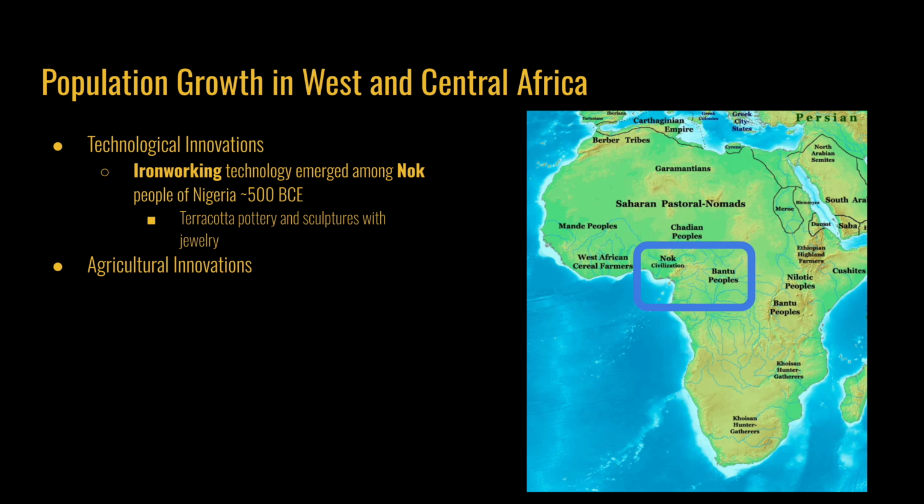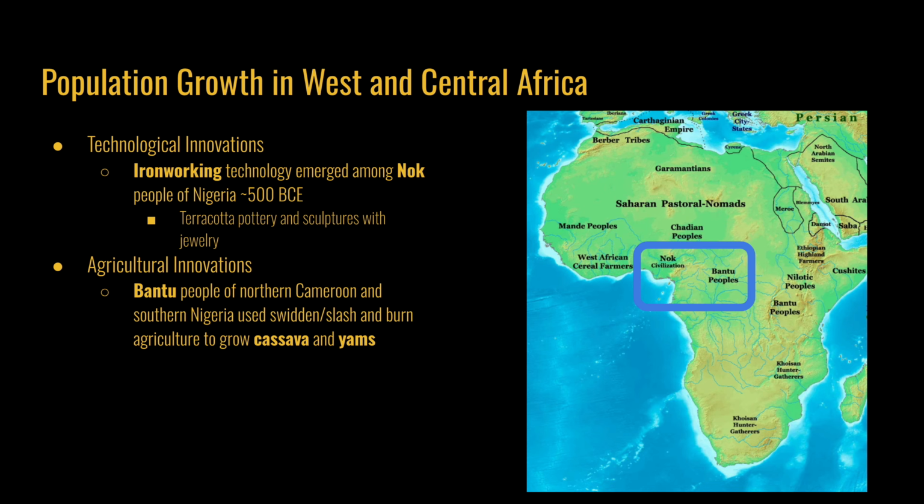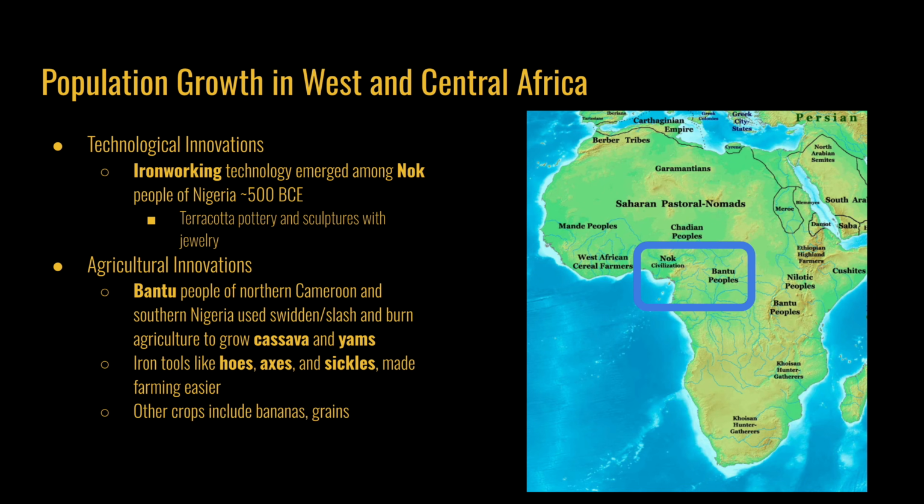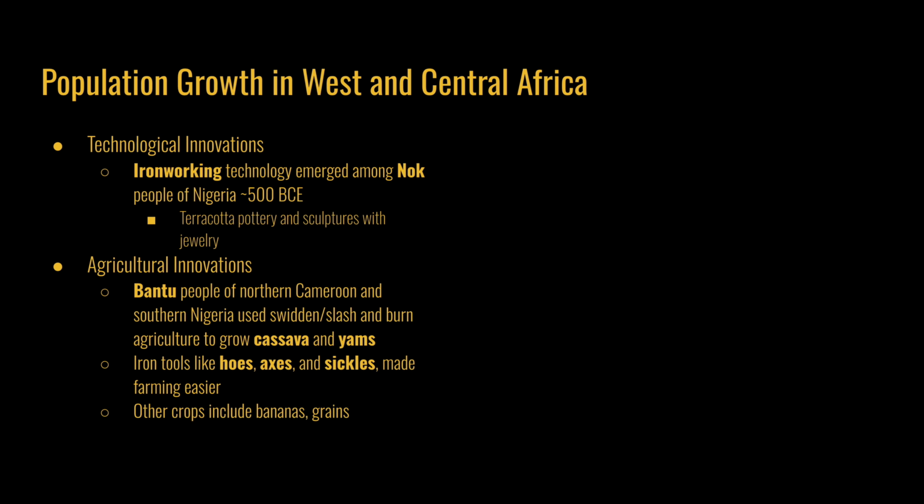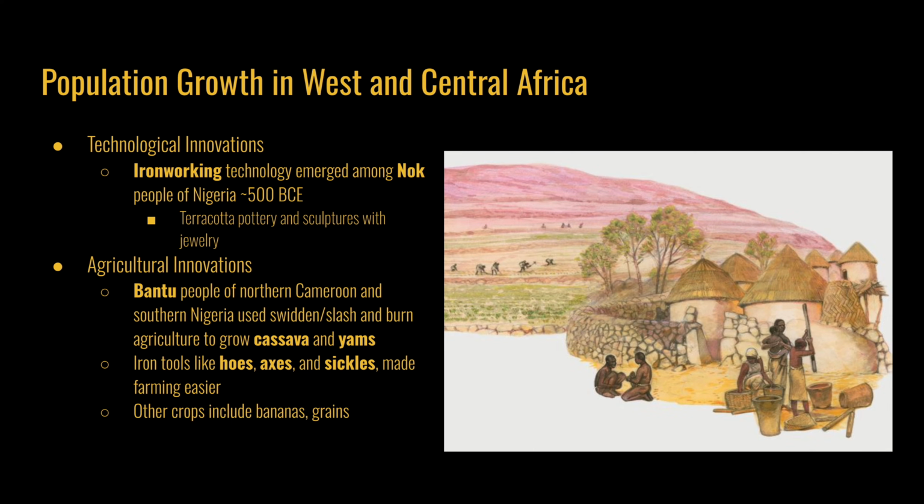Agricultural innovations in this region were significant, particularly among the Bantu people. They practiced slash-and-burn agriculture to grow cassava, which are types of roots, and yams, which are types of sweet potatoes. They used iron tools like hoes, axes, and sickles to make the farming easier. Other crops included banana and grains. The introduction of iron tools greatly increased agricultural productivity and supported larger populations. Here's an example of what a Nok village might have looked like.